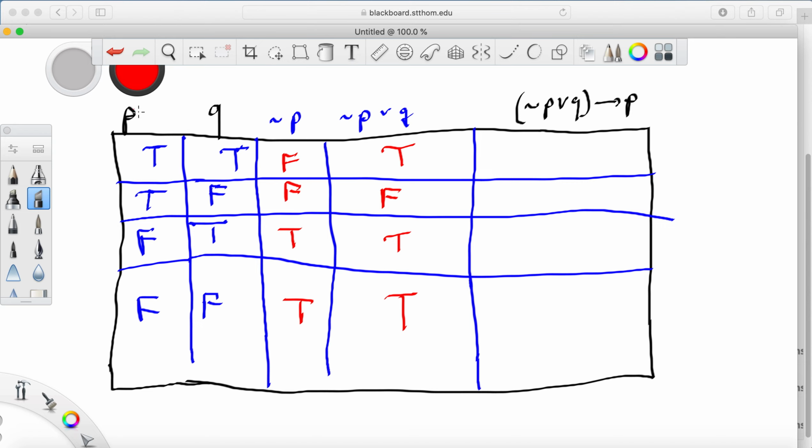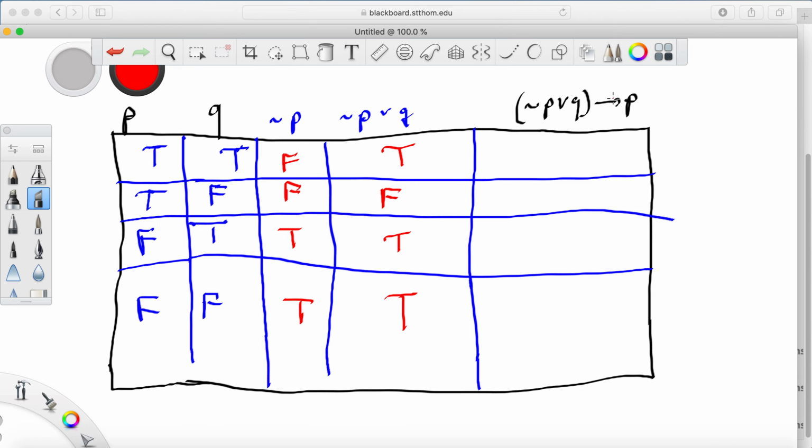Okay, also, if you're closely paying attention, you might recognize that not p or q is just another name for p implies q. Okay, p implies q. So what about this implication symbol?